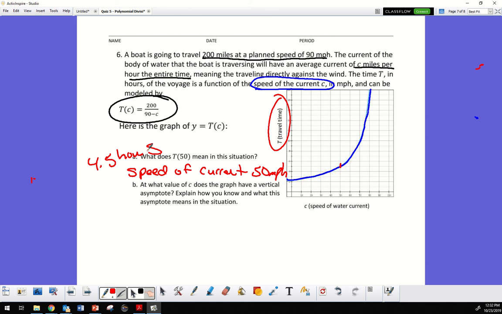Okay, this next one says, at what value c does the graph have a vertical asymptote? Now, look in your notes right now.